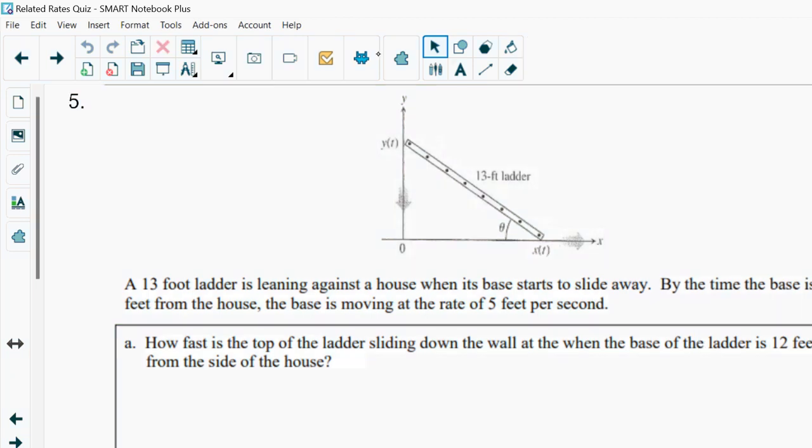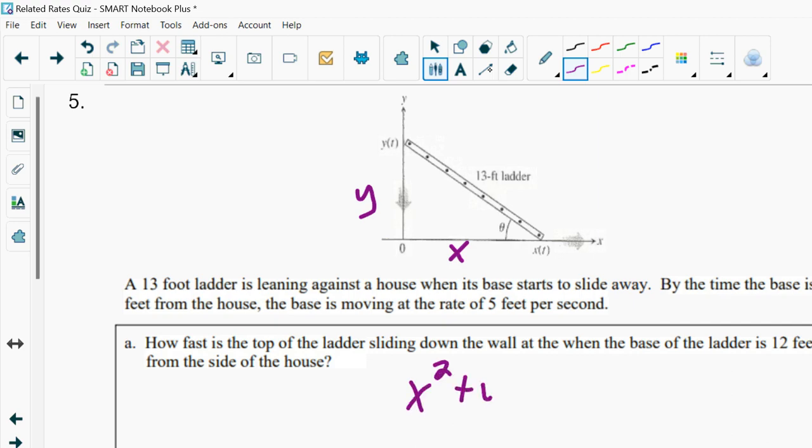So it tells us the ladder is leaning against the house. When the base starts to slide away, by the time the base is 12 feet from the house, the base is moving at a rate of 5 feet per second. I called this x, I called this one y, and if I'm relating the sides of it, I have to use the Pythagorean theorem. So many of you used area maybe? I don't know. Maybe I need to look at your area formula, but the Pythagorean theorem is what you should be doing here. So you should have said x squared plus y squared equals 13 squared, because 13 is a constant, it's not changing. And if you wrote that, you got a point.